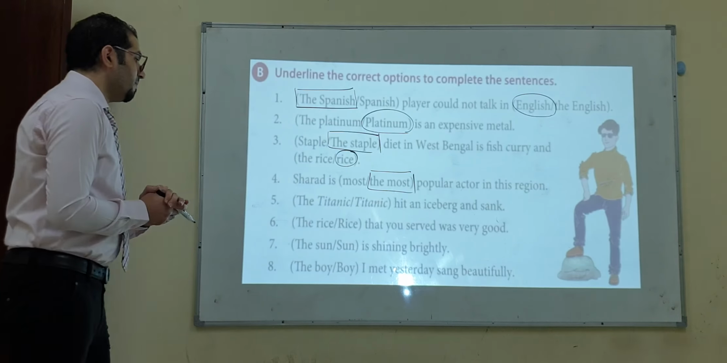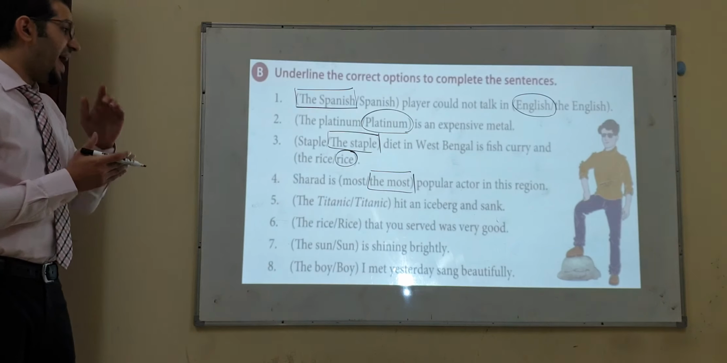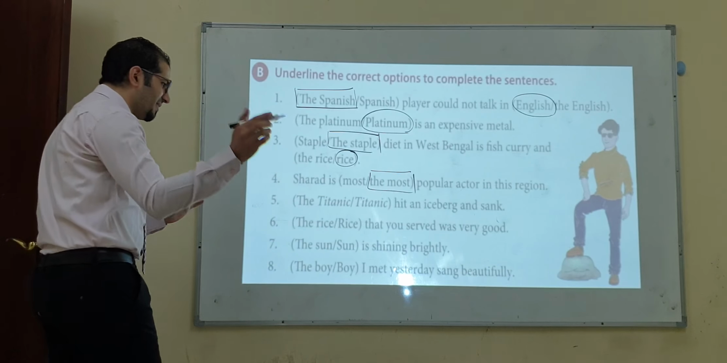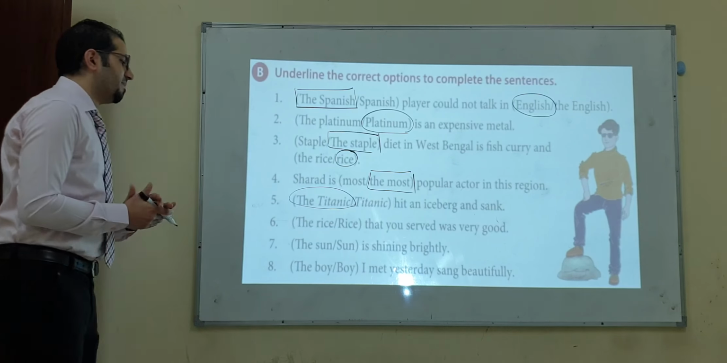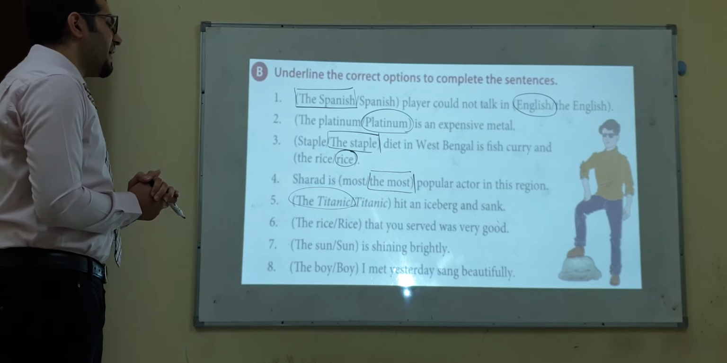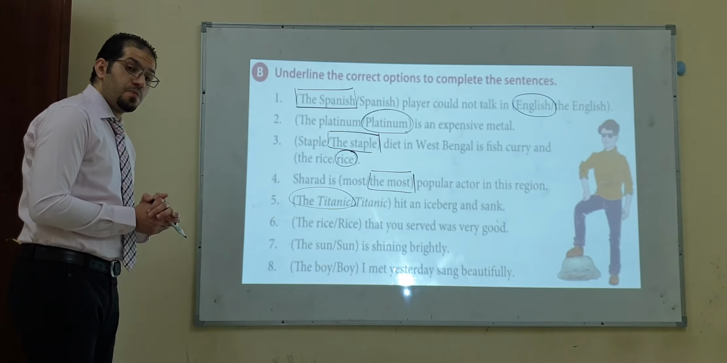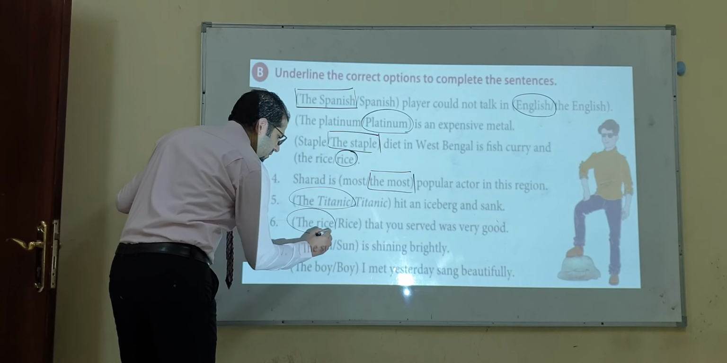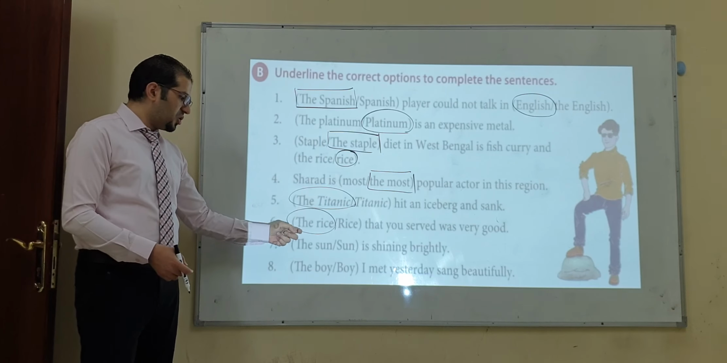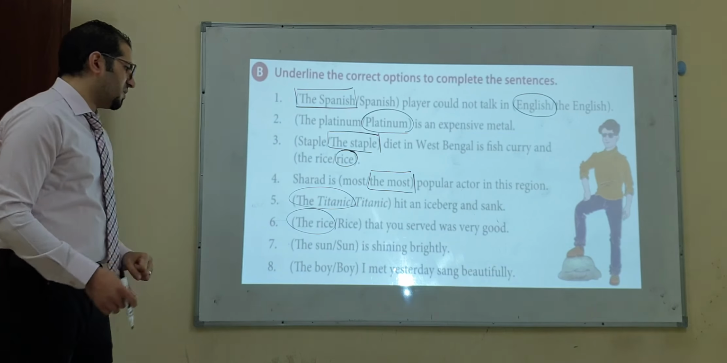The Titanic hit an iceberg and sank. Some proper nouns. Excellent. I heard you. Yes, the Titanic. Number 6: the rice or rice that you served was very good. The rice. Excellent. What is the difference between number 3 and number 6? Both of them are rice. Yes, this one is general, but here it's specific. I mean particular rice. The rice that you served, only that one, was very good.